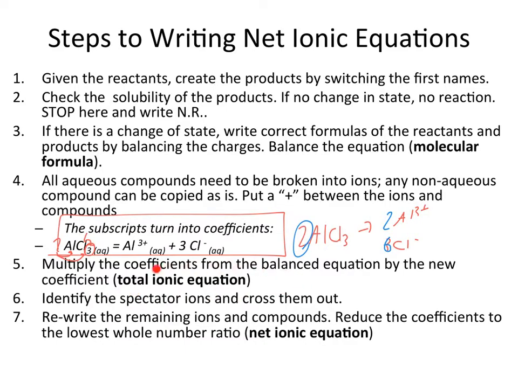So once we split everything up into the ions, and remember it's just the aqueous compounds that are being split up, anything that's gas, liquid, or solid does not get split up. It's just written as is. Identify the spectator ions, cross them out, and rewrite everything, giving the lowest whole number ratios to the coefficients. And when you've done that, you have now created the net ionic equation.